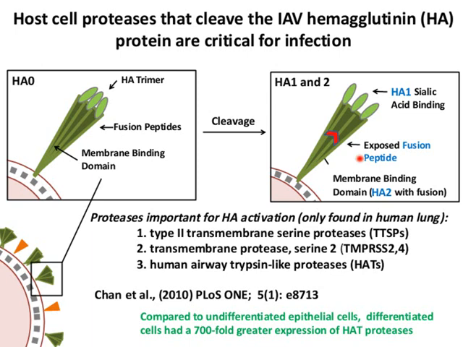Our lungs contain several proteases, as seen here by these top three, and are important factors to consider when choosing a model to study pathogenesis. In this report, down here, differentiated cells were shown to have a greater than 700-fold expression of host cell proteases compared to an undifferentiated model. This further highlights the importance of using a differentiated model when studying influenza.